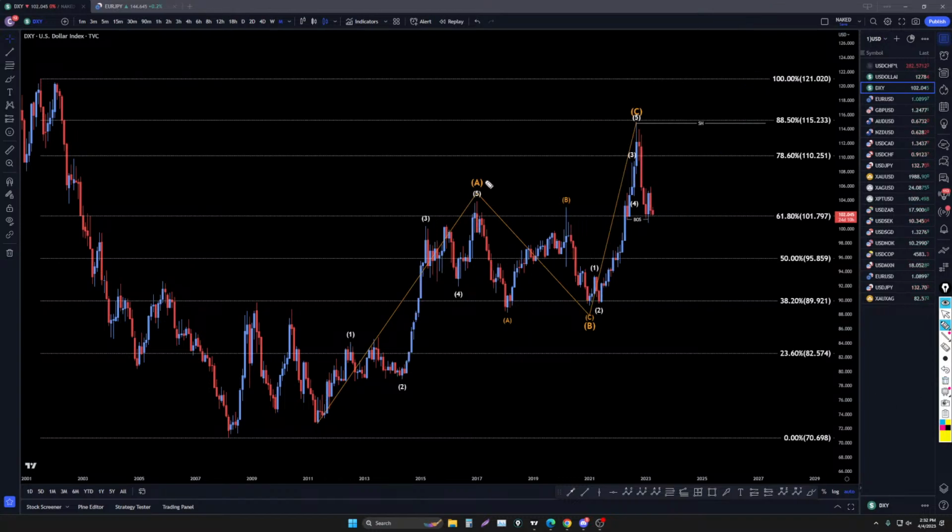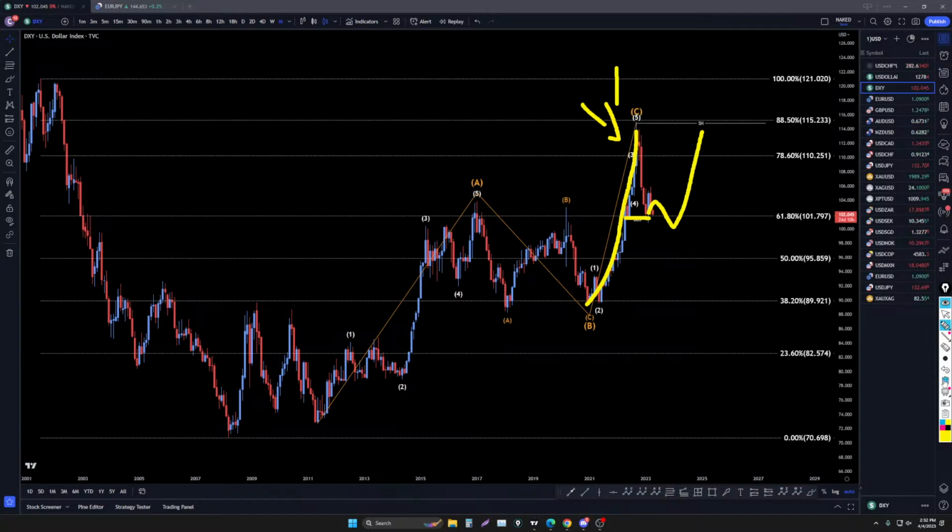Possibility number 2 is this is an ABC correction. That is the end of a correction. They definitely did take out structures, so we know this trend up is over. If it's a wave C, then we know that we're in a downtrend. If it's a wave 1, then we know that this is going to turn into a correction and it's going to go back up.